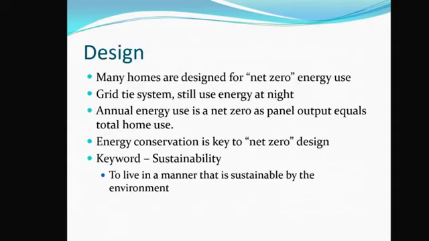Design. Many homes are designed for net zero energy use. Grid tie systems still use energy at night, but annual energy use is net zero as panel output equals total home use. Energy conservation is key to net zero design. Keyword: sustainability, to live in a manner that is sustainable by the environment.